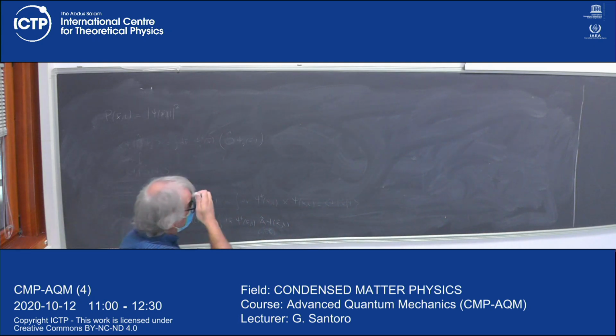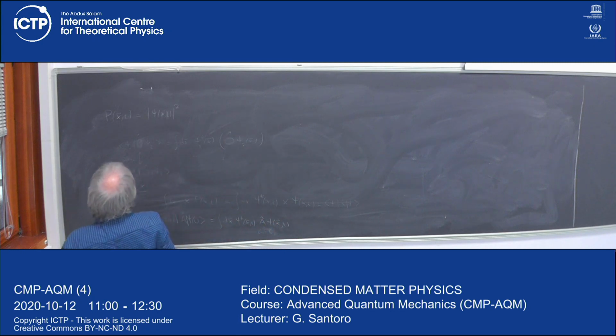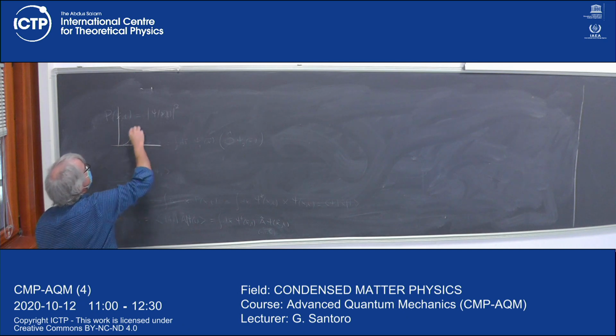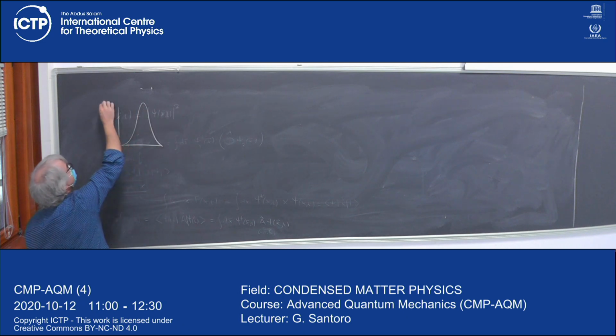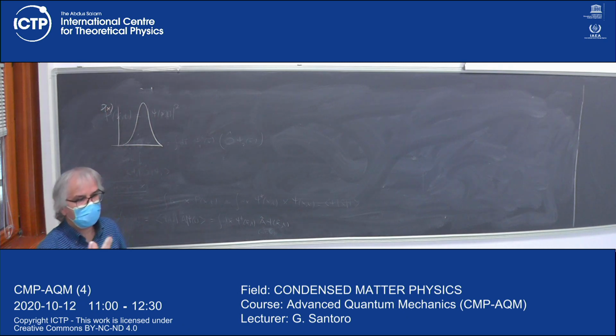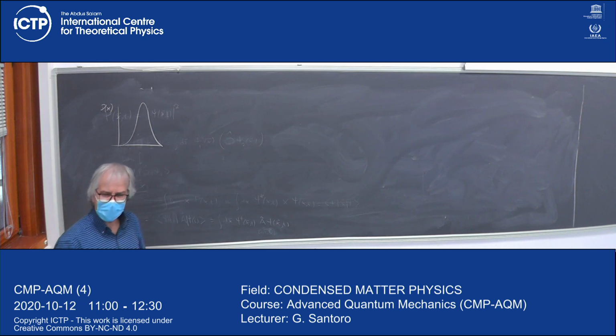Very good. Now, if I have some probability distribution, like this, some P of x, and I ask you, what is the width, the spread of this probability distribution? How do you characterize, in the most simple way, the spread of a distribution? You know that there is a concept of variance, right? Standard deviation. You remember how it is calculated?